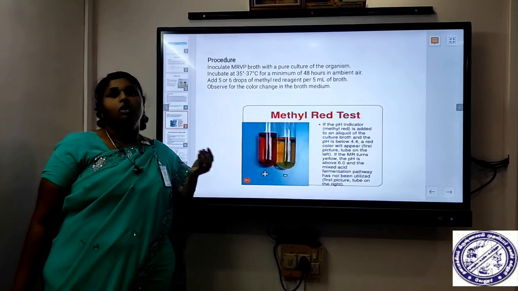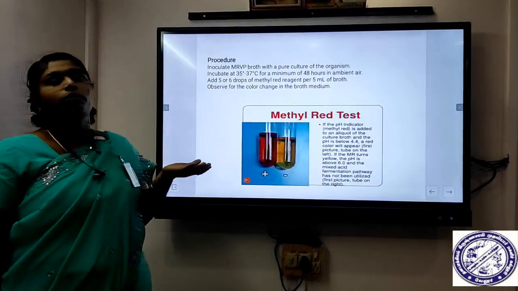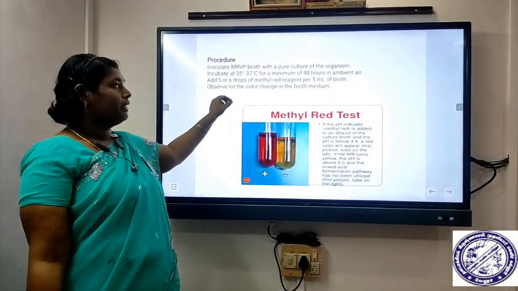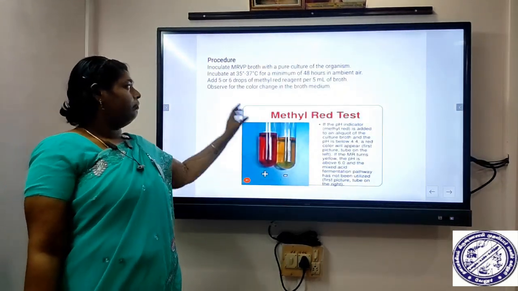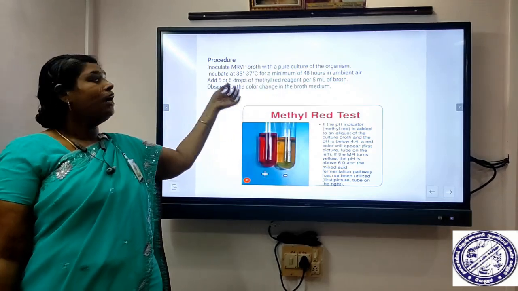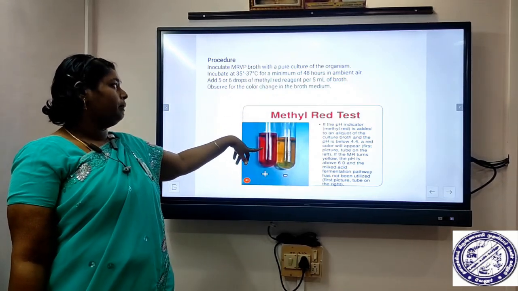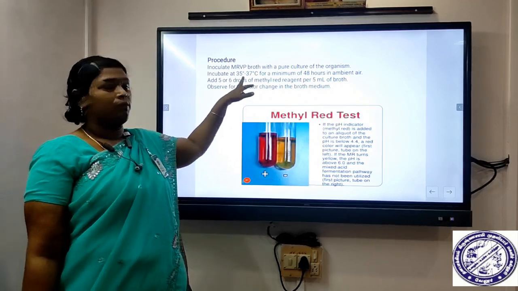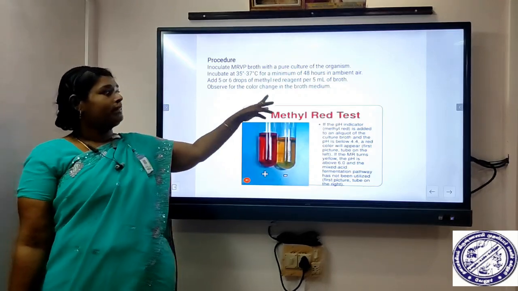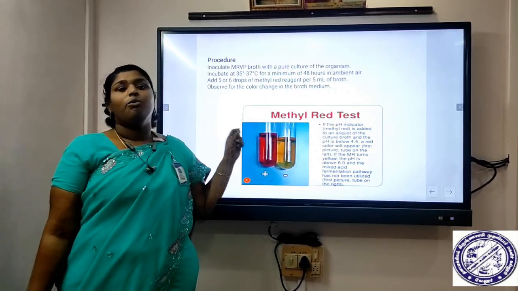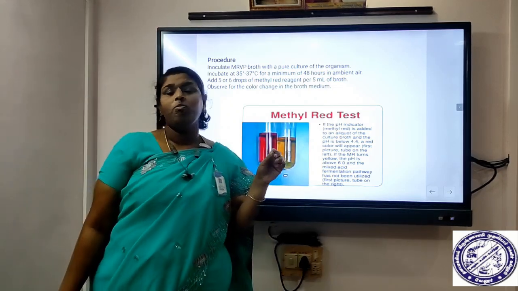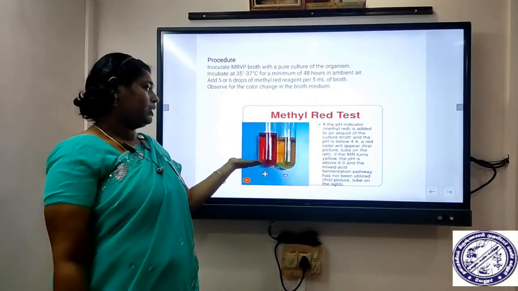Same procedure. For the liquid medium we have to go for inoculation with the help of a sterile loop. We will be inoculating the pure culture or any other test organism we are going to see, and that should be inoculated in the MRVP broth, and after incubation at 37 degrees for 24 hours, we use the methyl red reagent. We have to add the methyl red reagent, up to 5 drops, and then we can detect the test reaction.